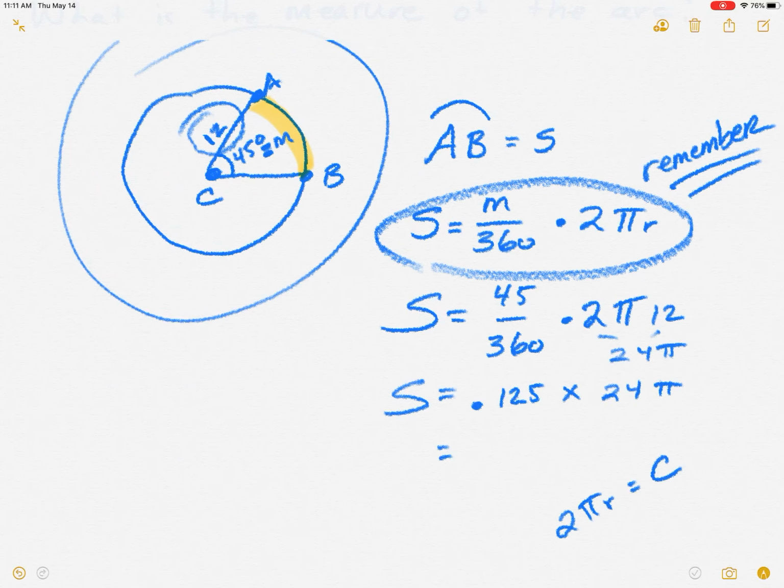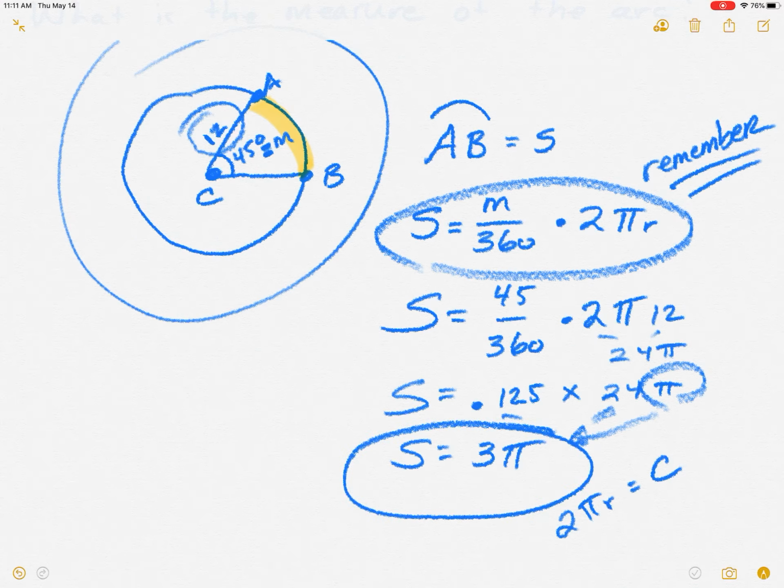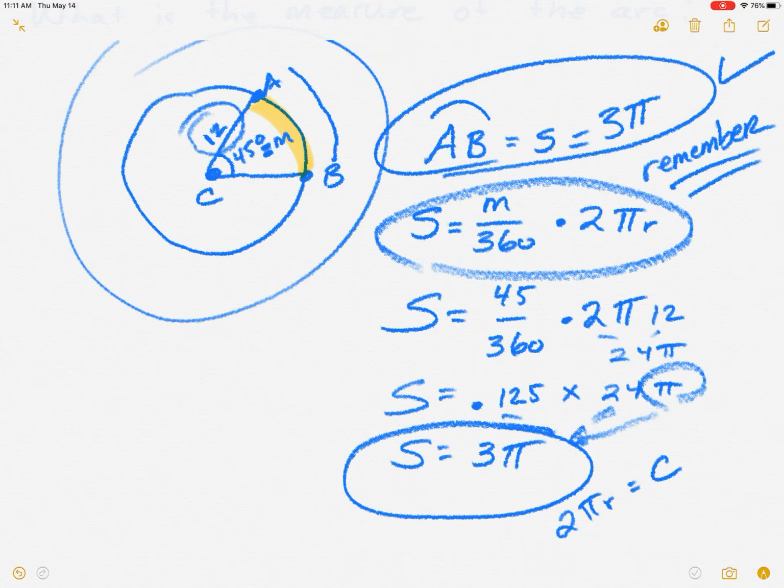And then now all I need to do is multiply the 0.125 times the 24. And that gives me 3. I'm going to leave this in terms of the pi, so I just bring that down. And I end up with S equals 3 pi. So the measure of this arc right here equals 3 pi. All right?